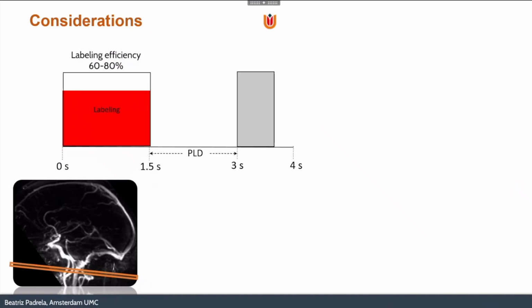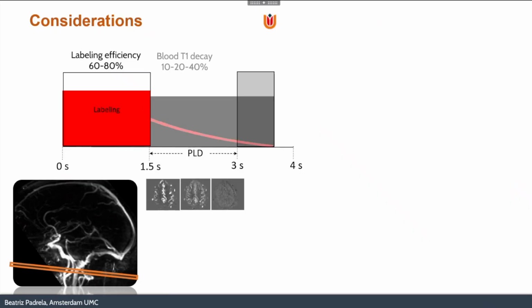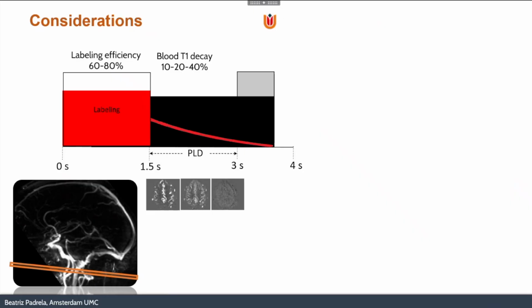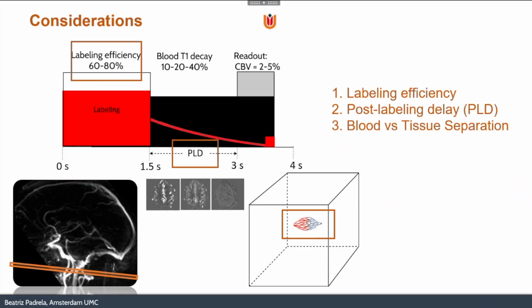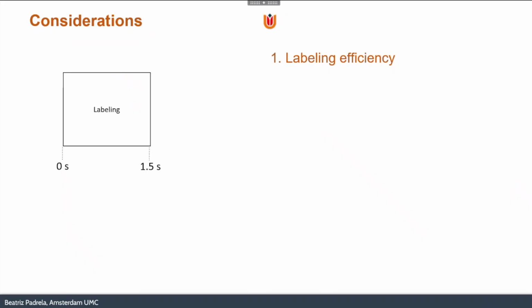Some considerations for the ASL acquisition, as Henkian also already mentioned, but for you to remember. So there's the labeling efficiency. We have to take care of the PLD. We have to consider this post-labeling delay. And also when we do the readout, so when we acquire the image, we need to remember that the signal of the blood is only 2% of the signal of the water in the whole brain. So these three considerations are very important every time we do an ASL acquisition: the labeling efficiency, the post-labeling delay, and the blood versus tissue separation.